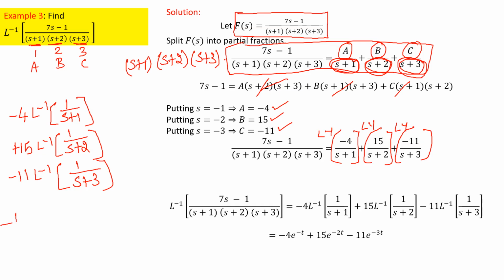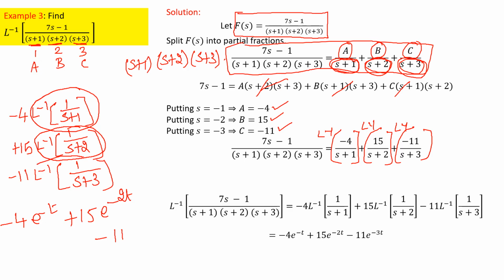So I have minus 4 L inverse of 1 by s plus 1, which is going to be e power minus t, plus 15 L inverse of 1 by s plus 2, which is going to be e power minus 2t, minus 11 L inverse of 1 by s plus 3, which is going to be e power minus 3t.